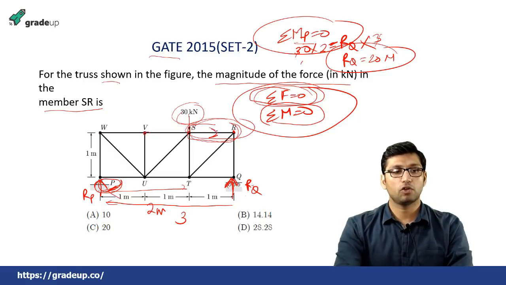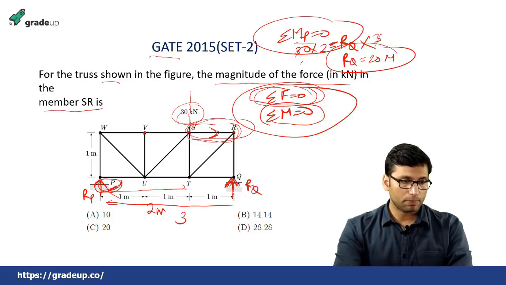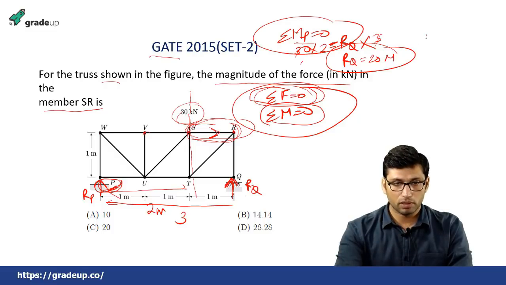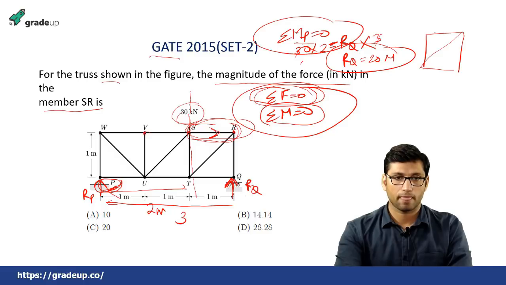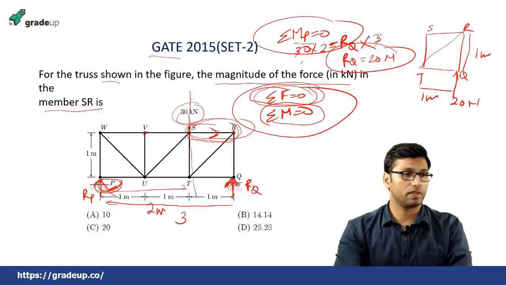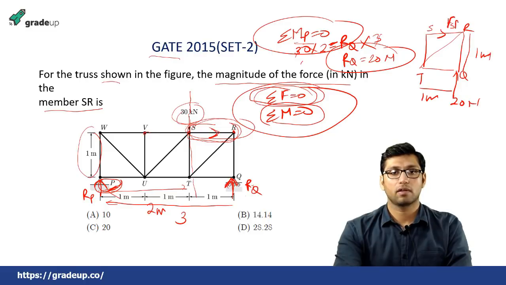Now you have to find the unknown force in this member SR. So firstly, by method of section, you have to remove this complete section from this truss. If you remove this complete section, this will be S, R, T, Q, and here there will be a force of 20 Newton. This is 1 meter and this is also 1 meter if we see from this geometry. Now we have to find the unknown force FSR.